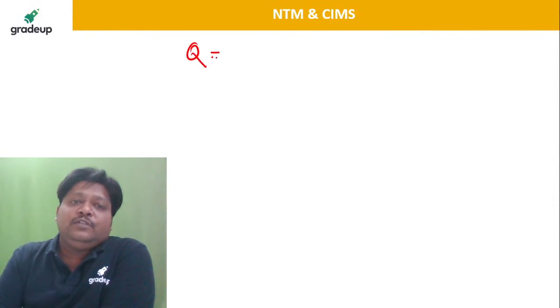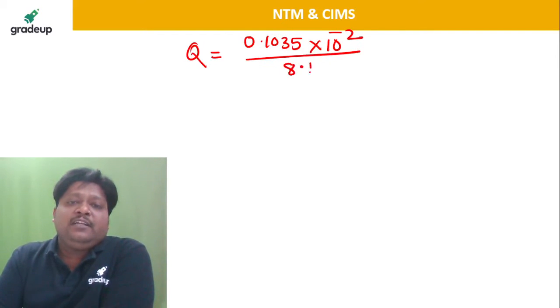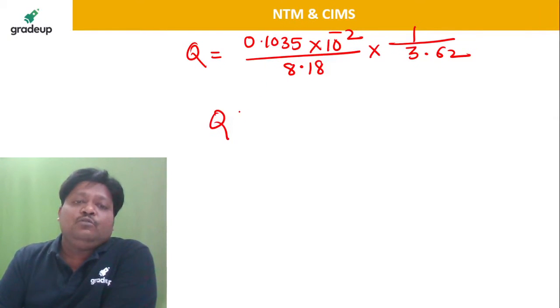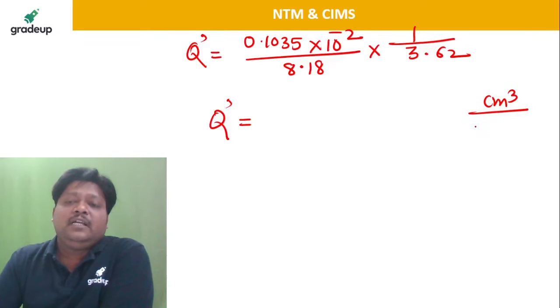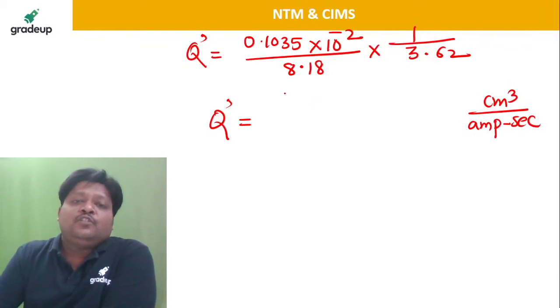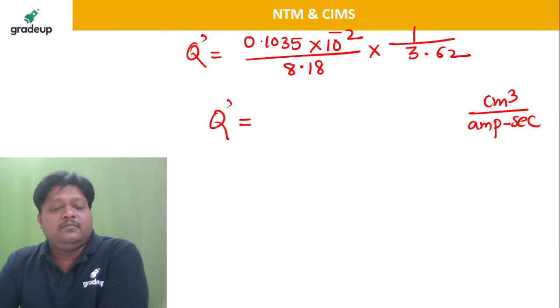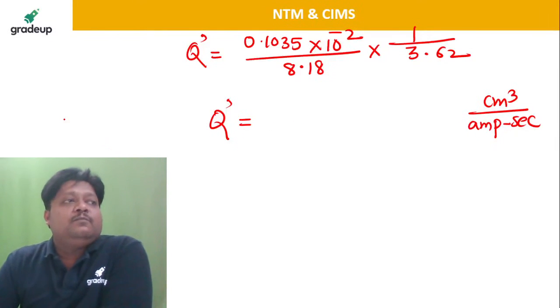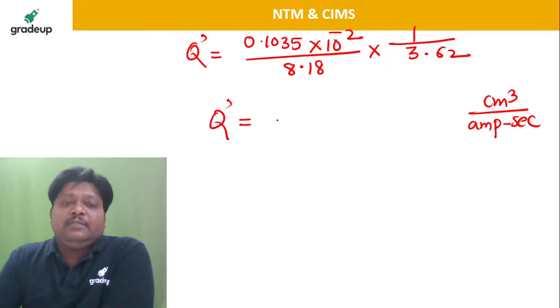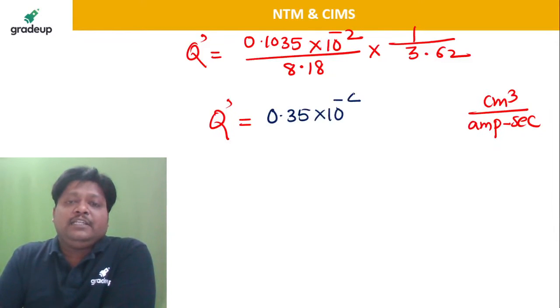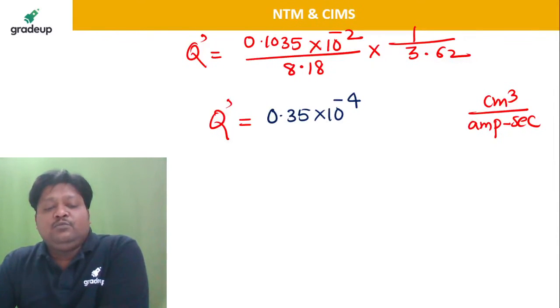So if you get this value of xi zi divided by ai as 3.62, now I can write very nicely, this q is equal to 0.1035 into 10 to the power minus 2 divided by density, how much? It is 8.18, we have calculated, into 1 upon 3.62, isn't it? So that will be q dash, in terms of centimeter cube per ampere per second. How much is it? Calculate and tell me the value. So dear students, if you calculate this q dash, it will be 0.35 into 10 to the power minus 4 centimeter cube per ampere per second. Check it out.